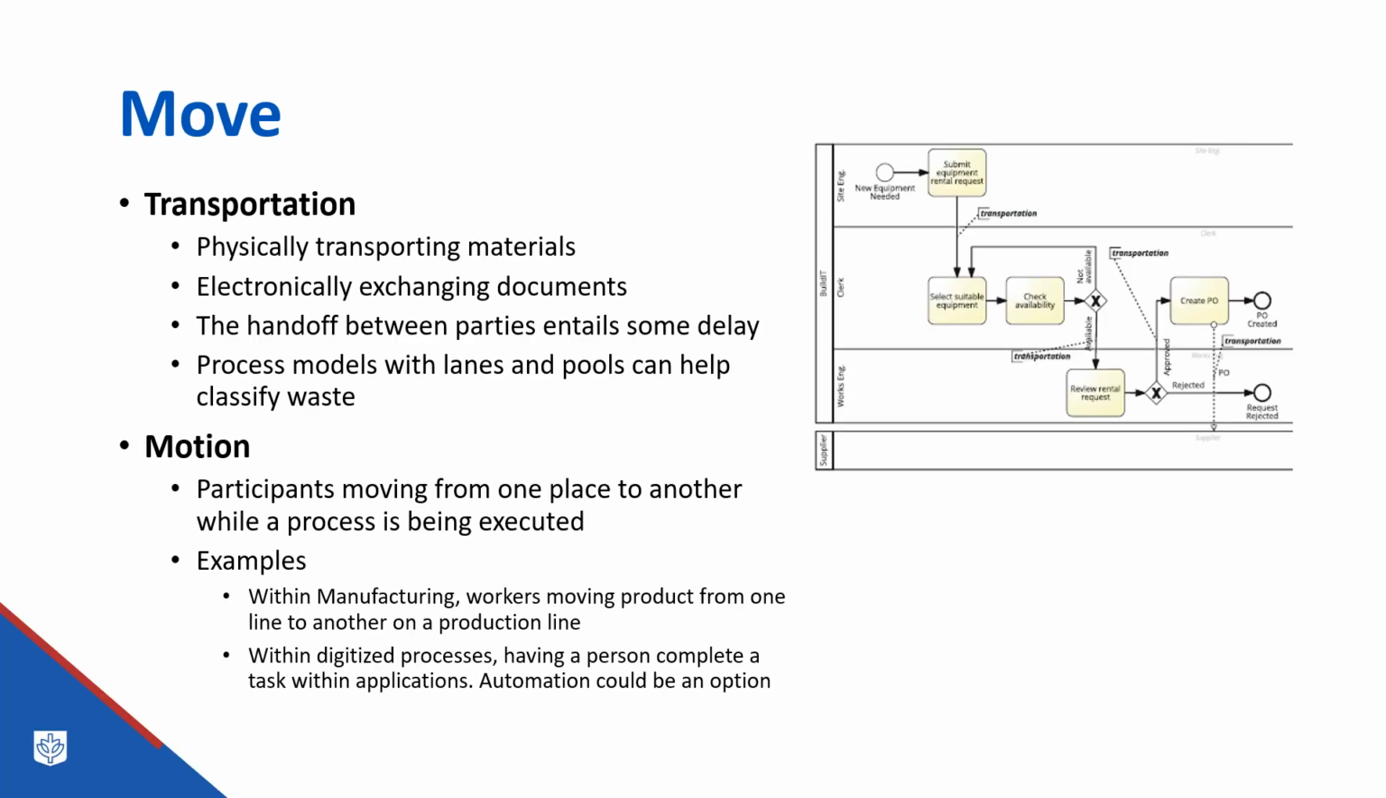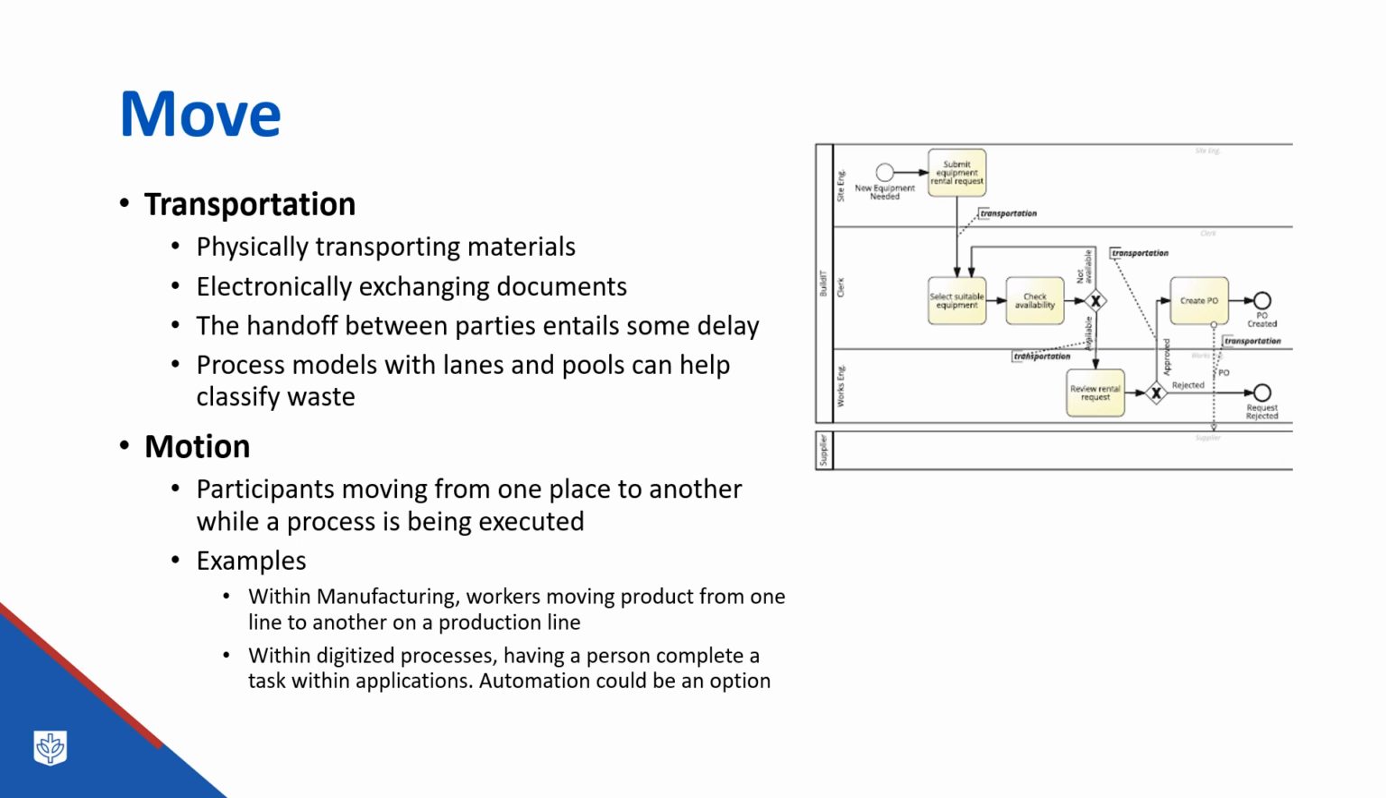Starting with the first category, move, one of the subcategories is transportation. An example could be physically transporting materials, or electronically exchanging documents. So essentially, two parties are handing off information or details, and process models with lanes and pools can help classify waste, similar to the graph on the right.